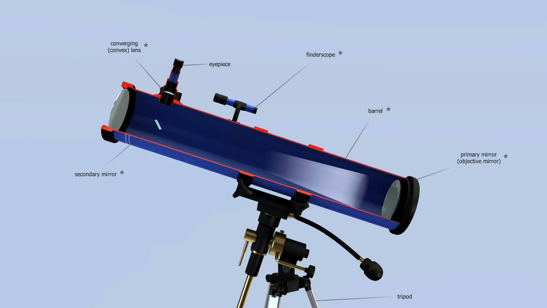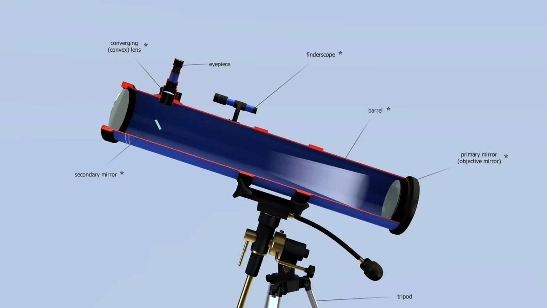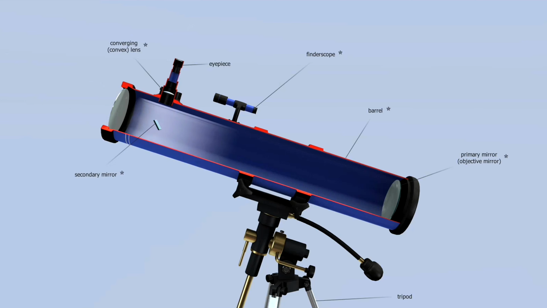In Newtonian telescopes, the primary mirror collects and focuses the incoming light rays. The light reflected by the primary mirror is directed towards the eyepiece by a secondary, flat mirror. The convex lens in the eyepiece refracts the light rays. They become parallel and reach the eye.